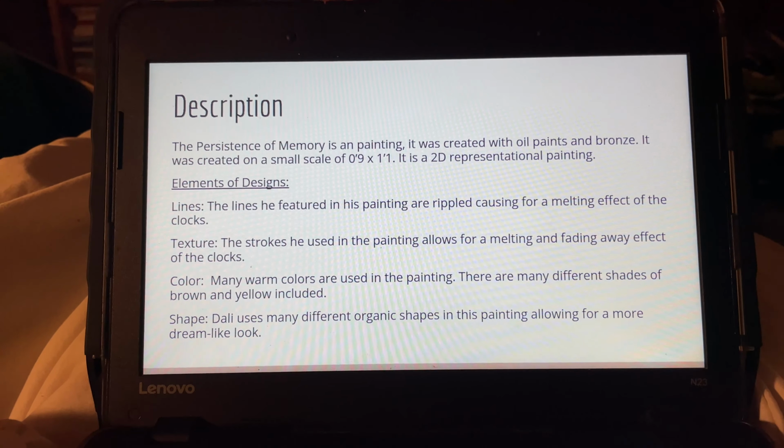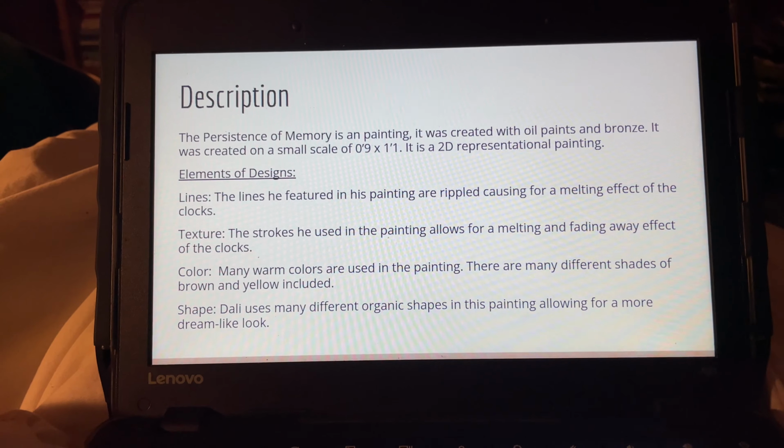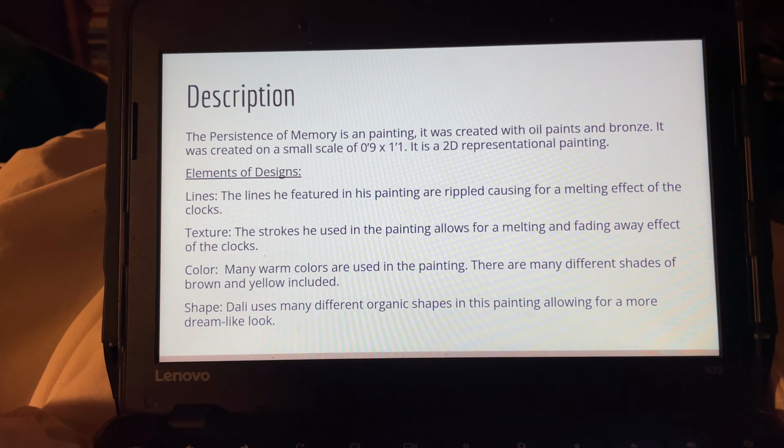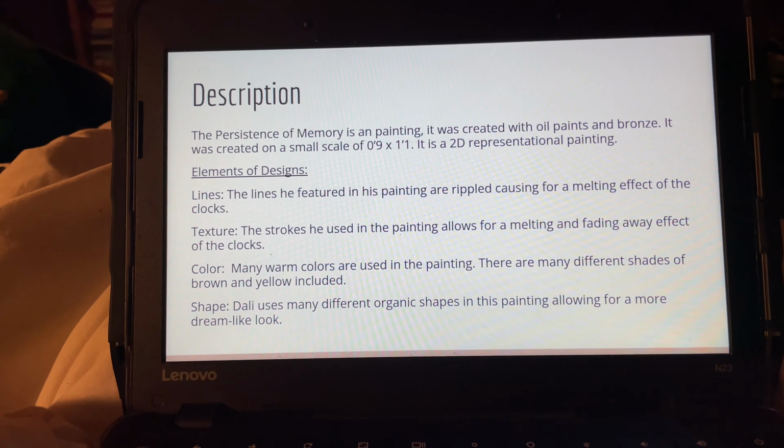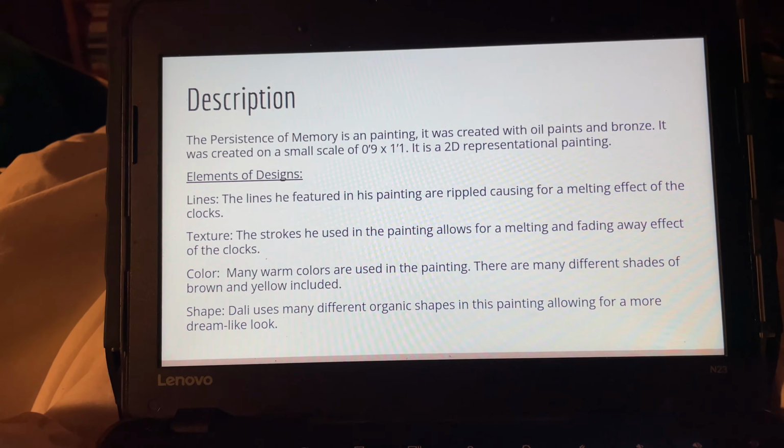And the colors that are used are a many different variety of colors. Many different shades are used and featured throughout. There are many different browns and yellows, which allow for a warm color and a brighter tone. And then the shapes: he uses many different organic shapes in this painting, allowing for a more dreamlike look. And the painting features a realistic background that includes melting clocks, ants, and a tree.